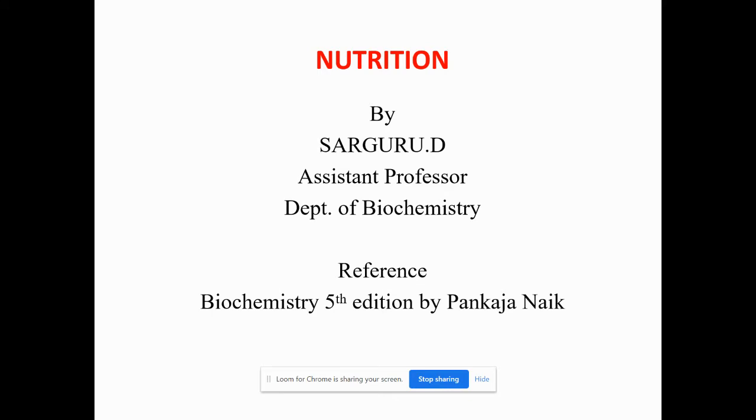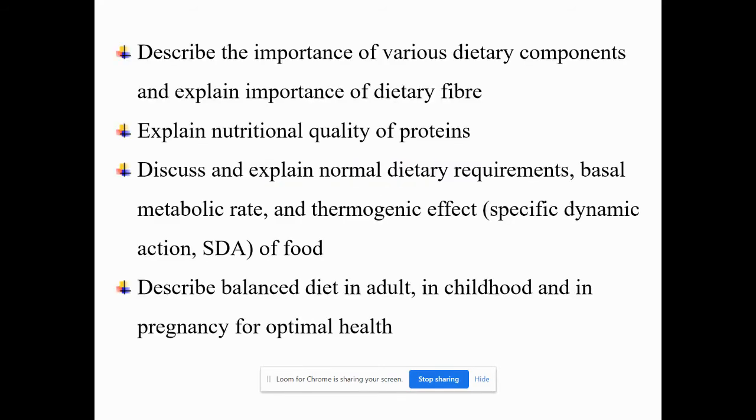Okay, we will discuss the nutrition topics for the upcoming lectures. The SLOs for the nutrition topics, number one, is that we have to describe the importance of various dietary components and the importance of dietary fiber. That's the first SLO of this topic.